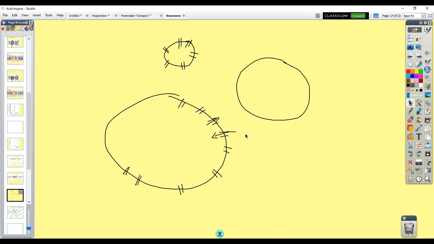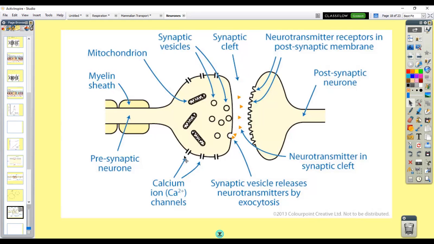Temperature is another thing. That's simply to do with the diffusion of these ions in and out. So the temperature increases, more kinetic energy, these ions can flow in faster, which then causes the impulse also to travel faster. Okay, the last part of this is then looking at the synapse.